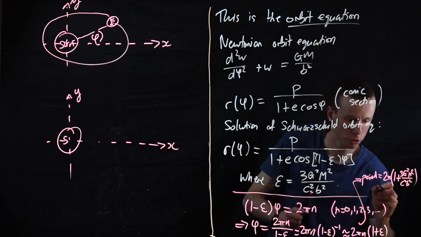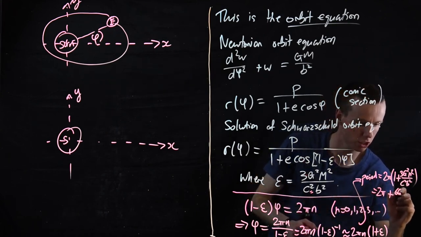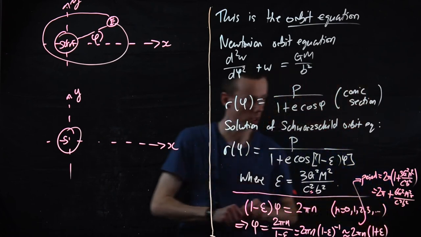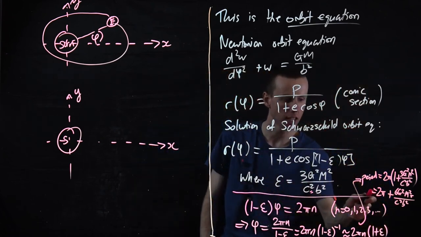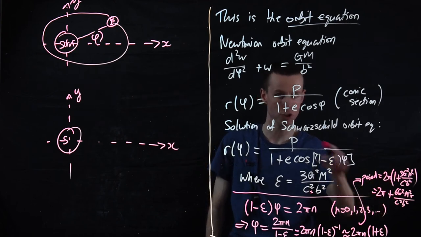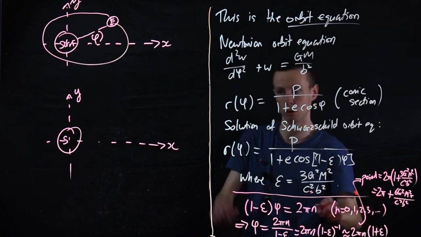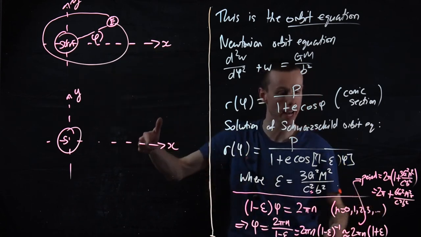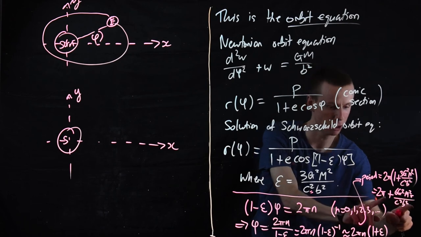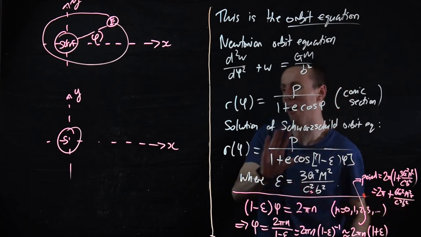So in fact, if I just multiply that out, it's 2 pi plus 6g squared m squared pi over c squared b squared. Okay, so the angle phi has to change by this much to bring r back to the same value. So it doesn't have to just go from 0 to 2 pi, or from 2 pi to 4 pi. It has to go from 0 to this much, and then from this much to 2 times this much to get r back to the same place.